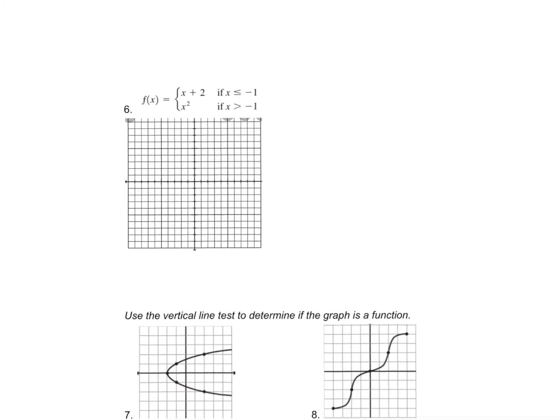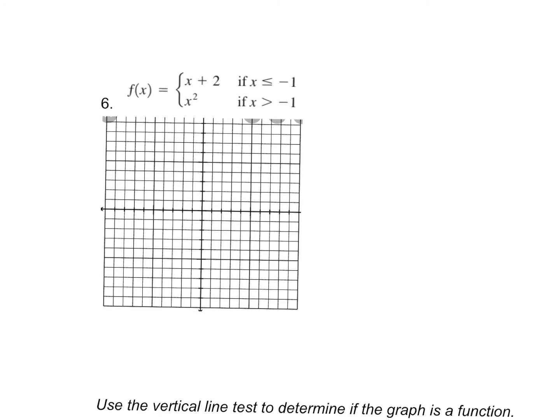All right, number 6 is piecewise. I'm going to blow this up a little bit so we can see a little better. There we go. Best way to start piecewise is to take the number that they give you on the left and plug it in. So we're going to go negative 1. Plug it in there, negative 1. How do we get positive 1? So we're going negative 1, positive 1. Put a point at negative 1, positive 1 right there.